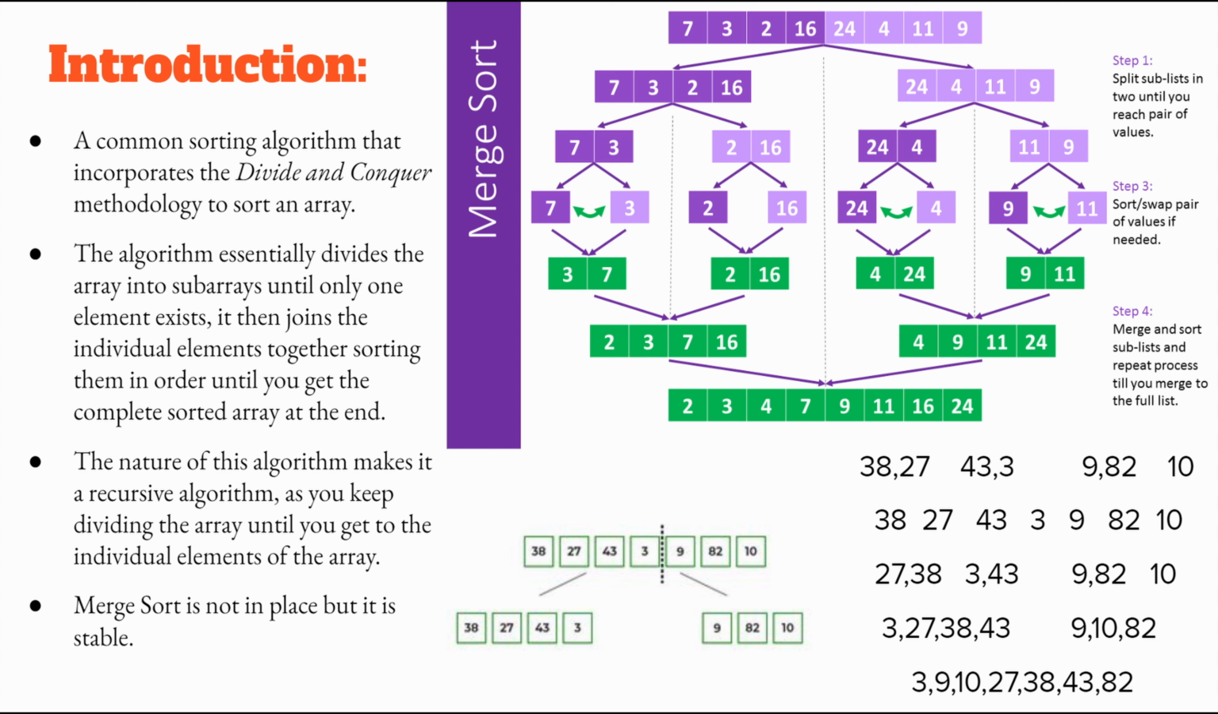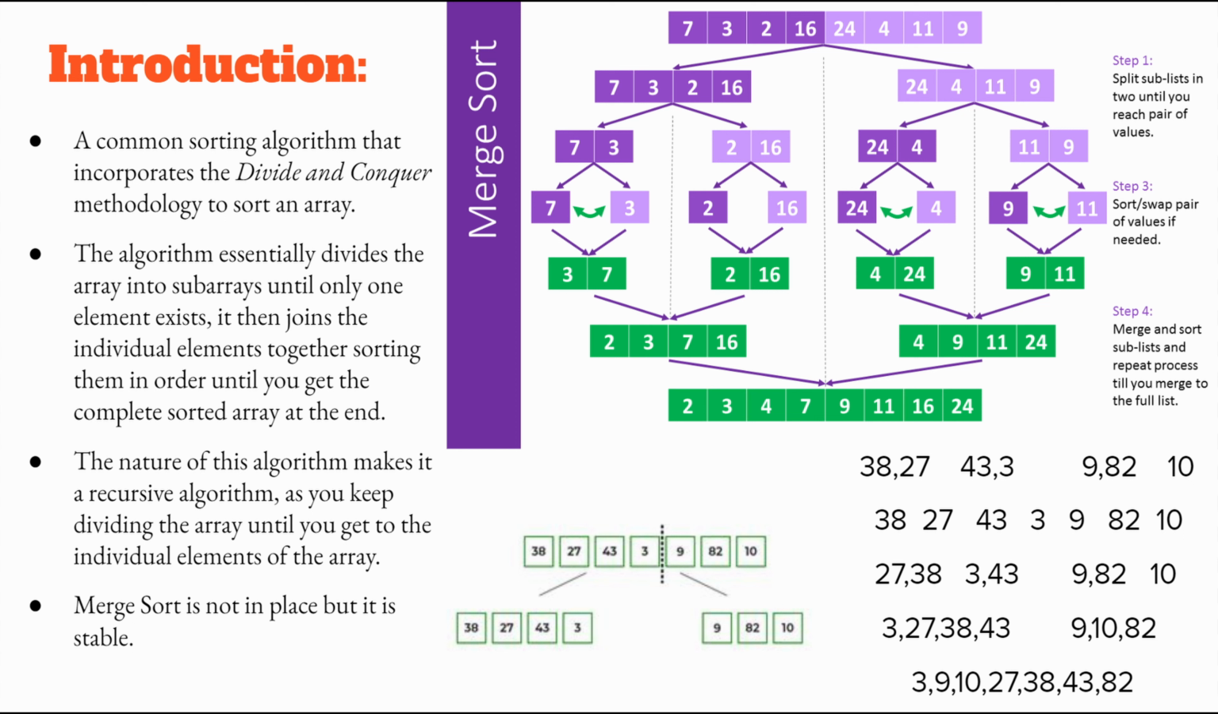Merge sort is also not in place, as the elements in the initial array can be stored in different locations throughout the sorting process. It is, however, stable, as the algorithm sorts from left to right, so the different occurrences of the same element stay in order at the end of the sorting process.